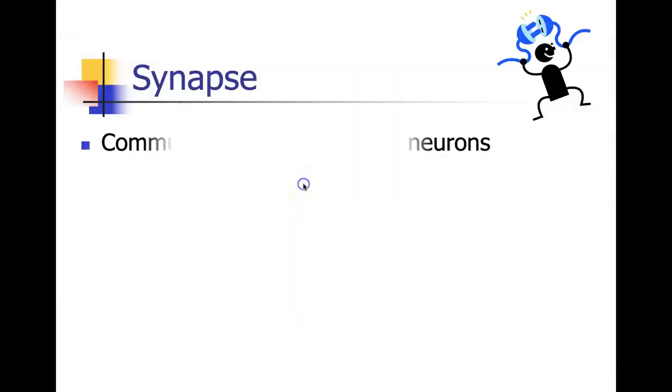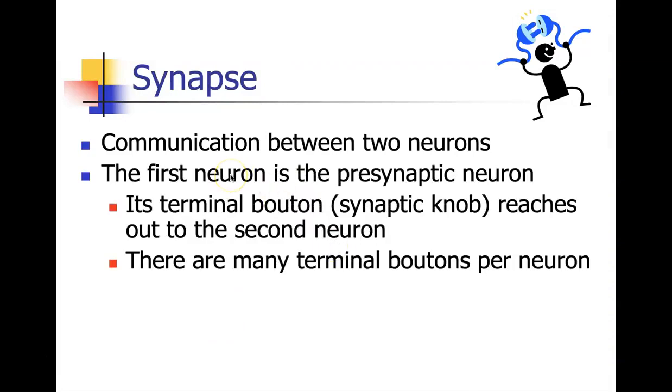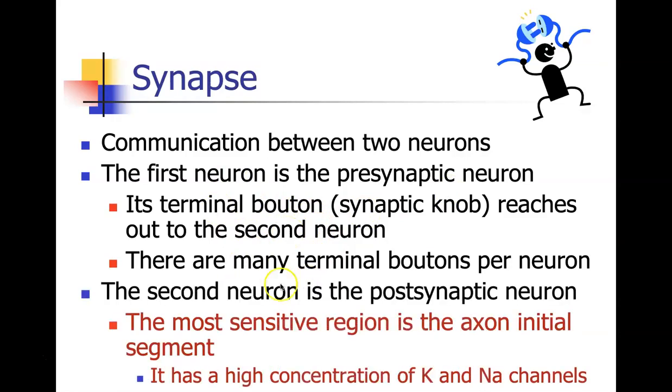So let's start with the synapse. The synapse is how two neurons communicate. The first neuron here is the presynaptic neuron, and it has a terminal bouton. So this terminal bouton, or synaptic knob, is what reaches out and gets really close to that second neuron. And there are many terminal boutons per neuron. The second neuron is the postsynaptic neuron, and the most sensitive region for this is the axon initial segment. Okay, and that's because it has a really high concentration of potassium and sodium channels. So a lot of ability to control that cell's action potentials.